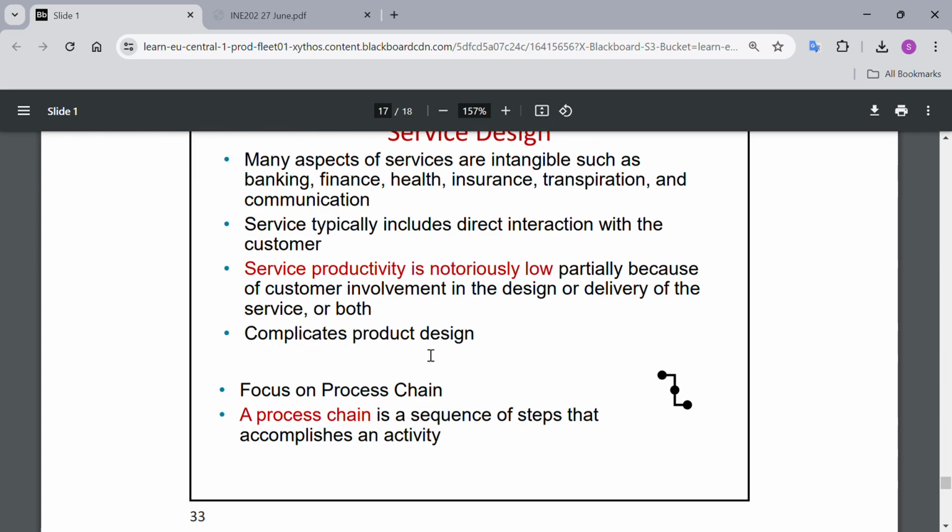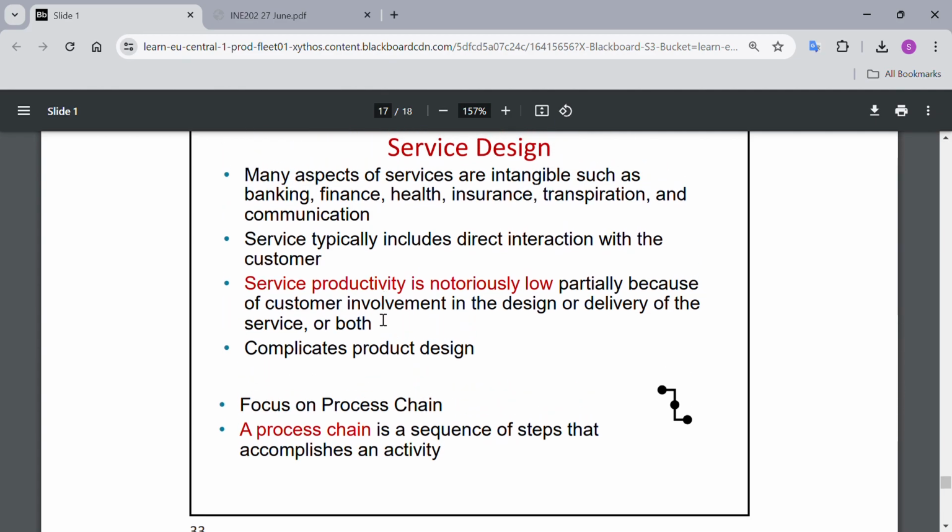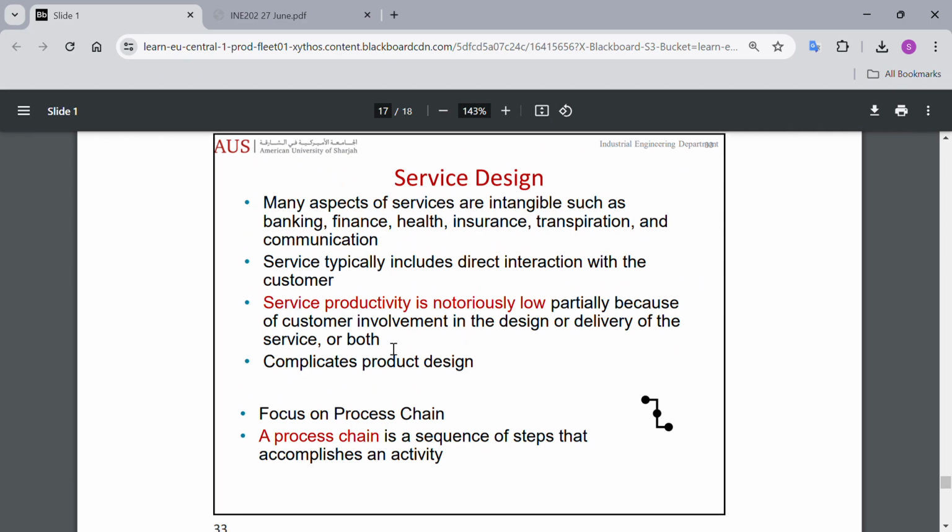So it could be hard to be productive in a service sometimes, because the customer needs to be involved and they sometimes want to change a design, change the service. They would not like the initial service, so they would ask the provider of the service to adjust it and redesign it. So this could impair our productivity in providing services, and it sometimes complicates product design. And this is something that's normal in providing services.